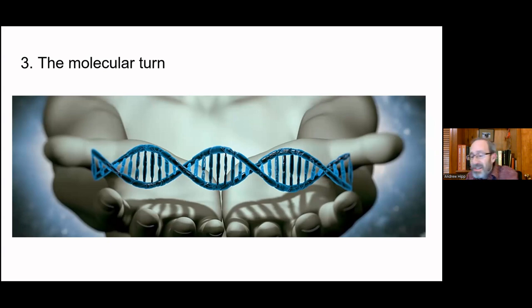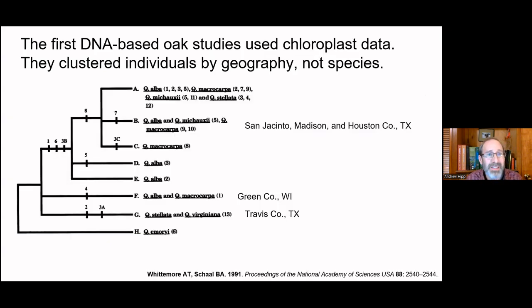So things got easier when we had molecules to look at, really beginning in the 1990s. The very first DNA-based oak studies used chloroplast data. This is really great work by Alan Whittemore, who ran the U.S. National Arboretum Herbarium for over 20 years and is now a research affiliate in our herbarium at the Morton Arboretum, a great friend and colleague, a wonderful thinker, and the first one to study chloroplast DNA in oaks.